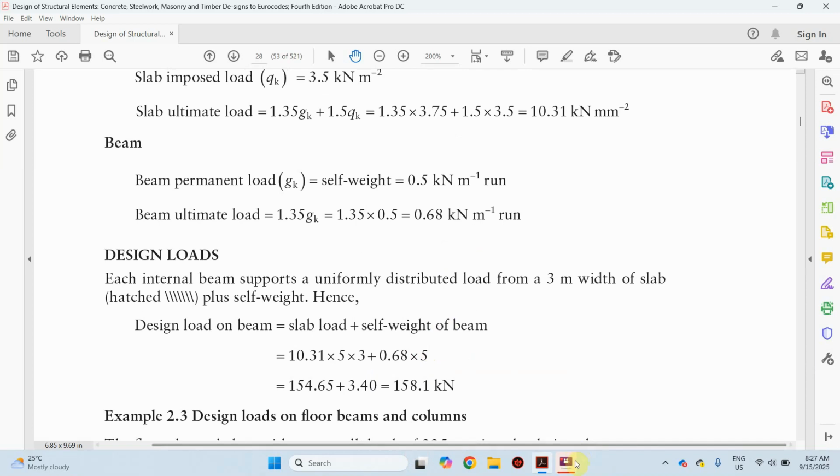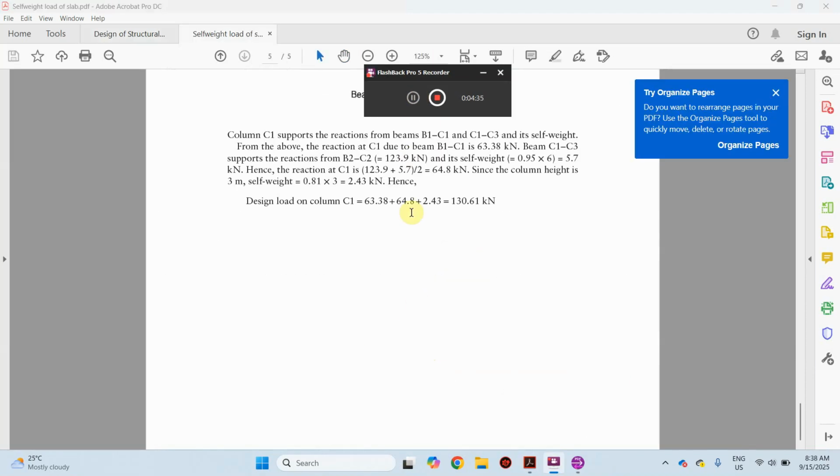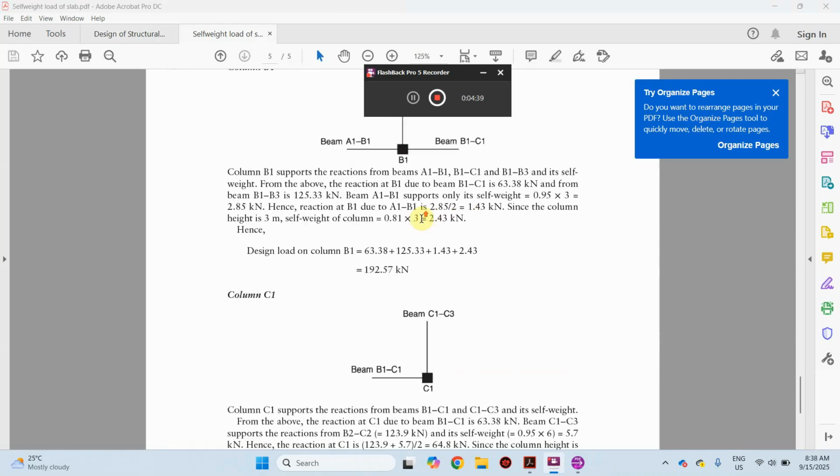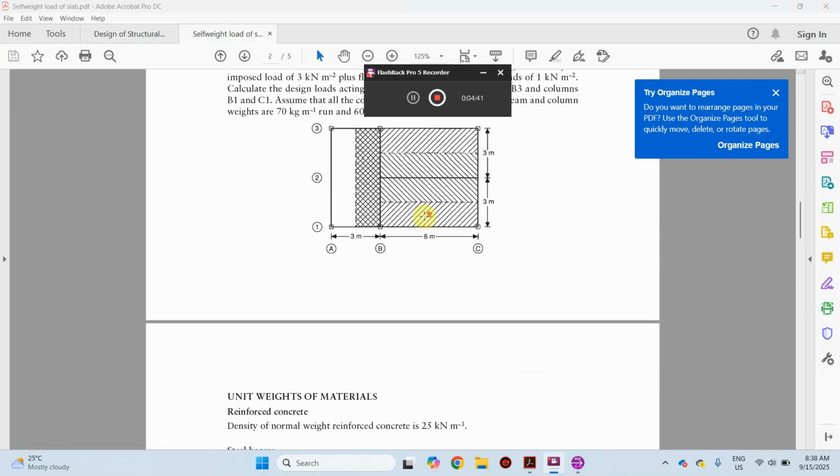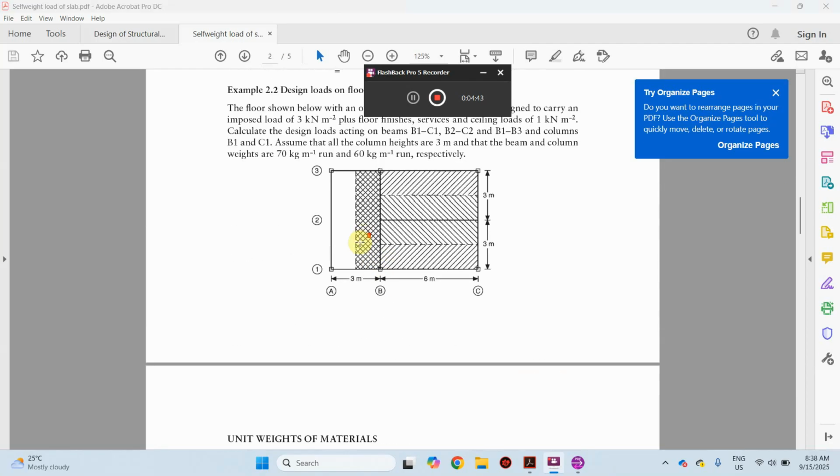So let us go to the next phase. You can practice the remaining aspect of the calculation. The solution is there. So just practice this example 2.2 and let me see how you are following it, whether you are getting it. So we'll go to the next aspect of this lecture.